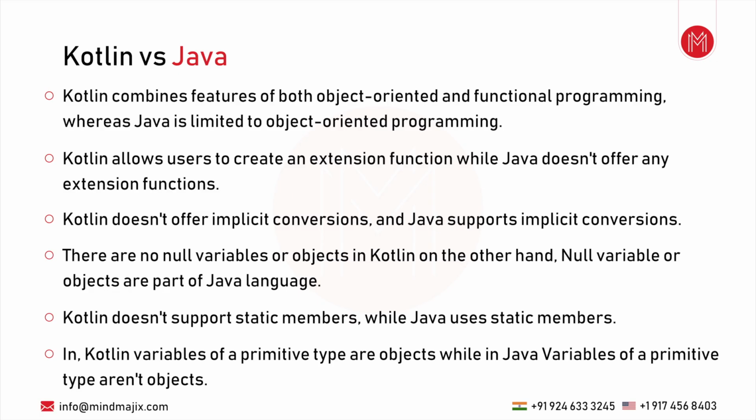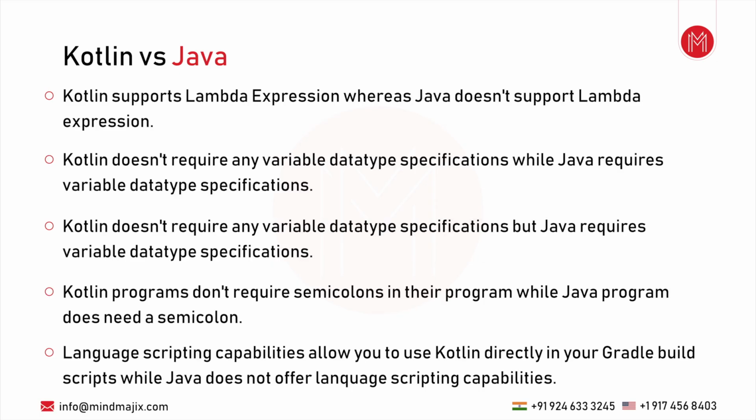So these are the basic differences whenever you choose between Java or Kotlin, but you have to learn both, I think. If you learn both languages, that's good for you. Also, we can say that Kotlin supports lambda expressions where Java doesn't. And Kotlin doesn't require any variable data type specifications, just like we have done in PHP. Java requires the data type specifications, like string, integer, float.